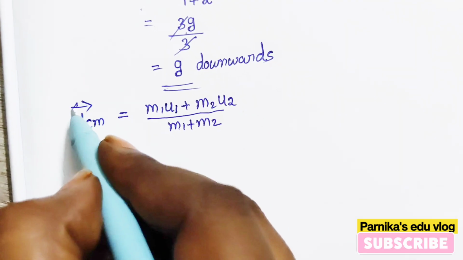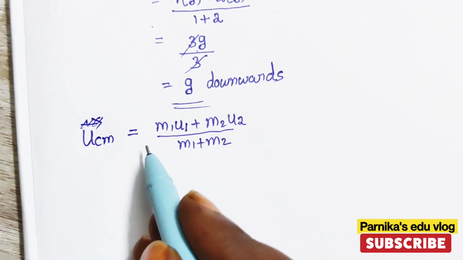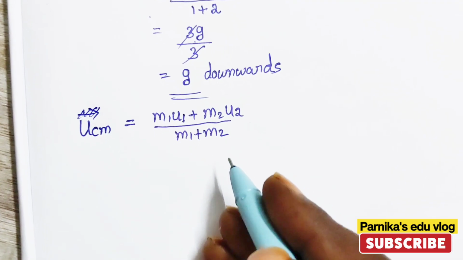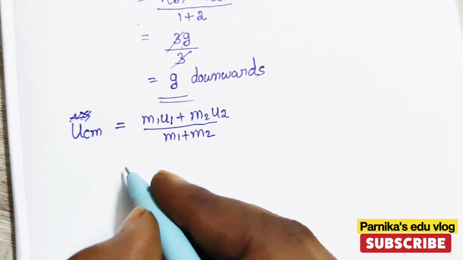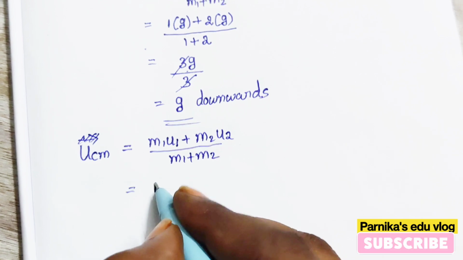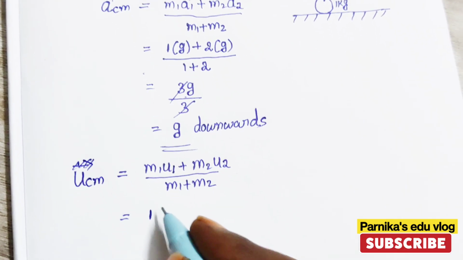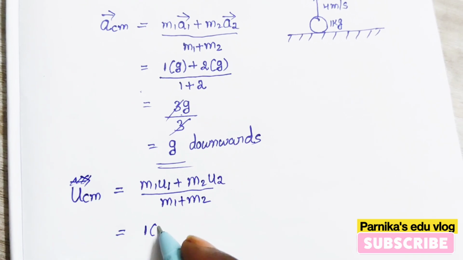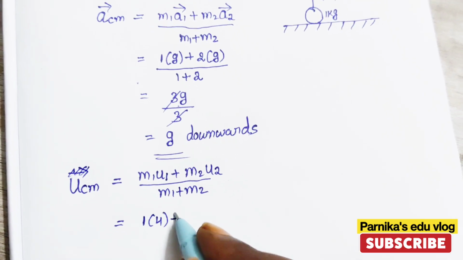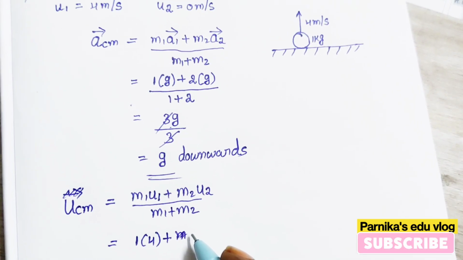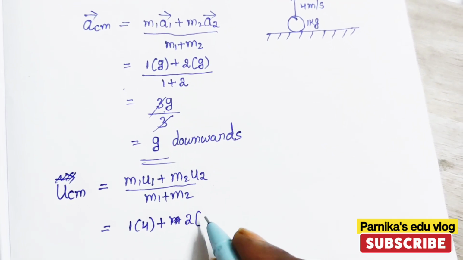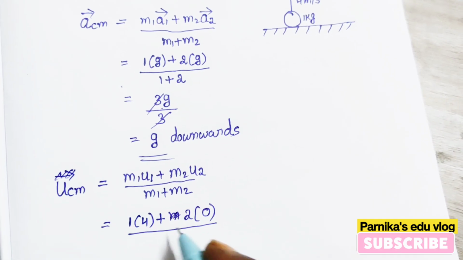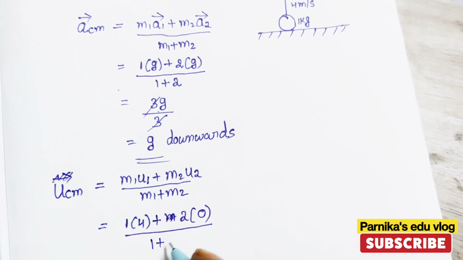So the speed of center of mass is equal to M1 U1 plus M2 U2 divided by M1 plus M2, right? So let's substitute the values. What is M1 here? 1 kg. 1 kg into what is the speed U1? U1 is equal to 4, right? Plus M2 means 2 kg, what is its speed? 0. Divided by M1 plus M2, that is 1 plus 2.